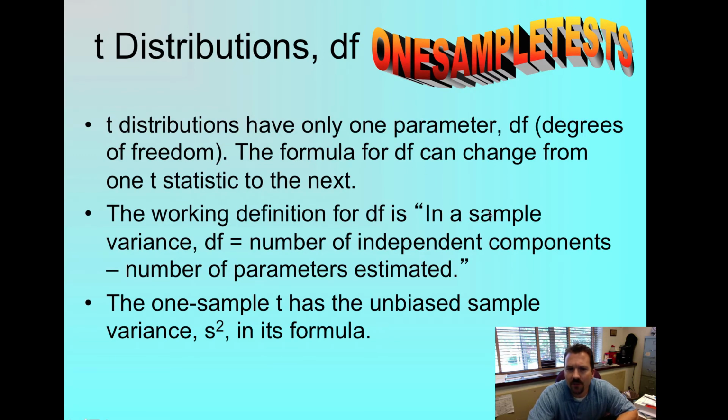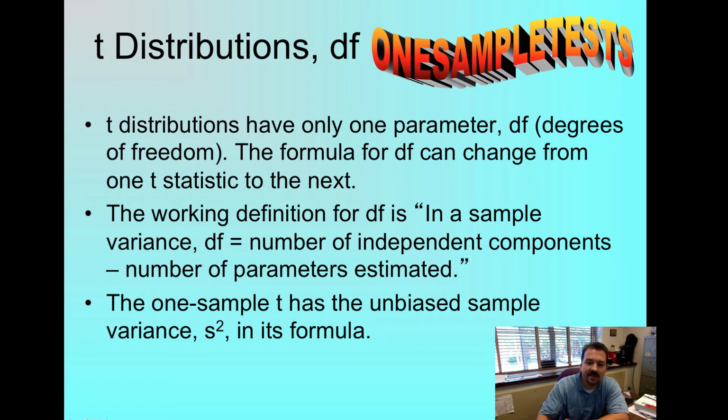The formula for this can change from one T statistic to the next, but really the working definition we're going to have for degrees of freedom goes as follows. In a sample variance, degrees of freedom equal the number of independent components, usually just n, the number of data points you have in your sample or the number of participants, minus the number of parameters that you're estimating. So if you're estimating mu in the population, if you're trying to get an idea of the mean, then that's one parameter you're trying to estimate.